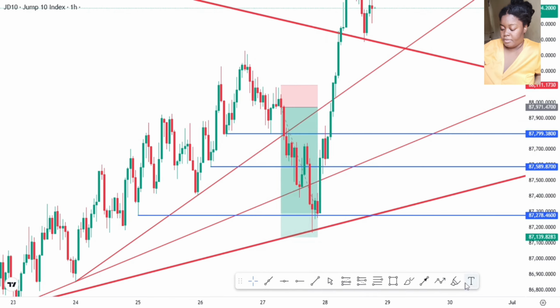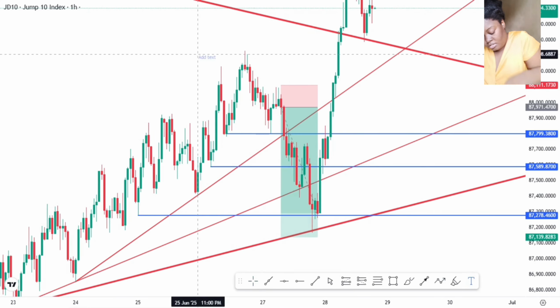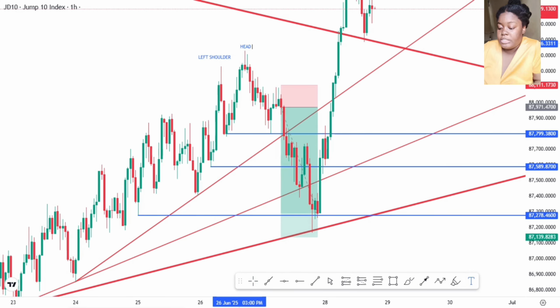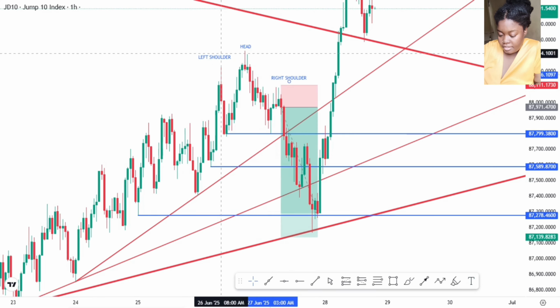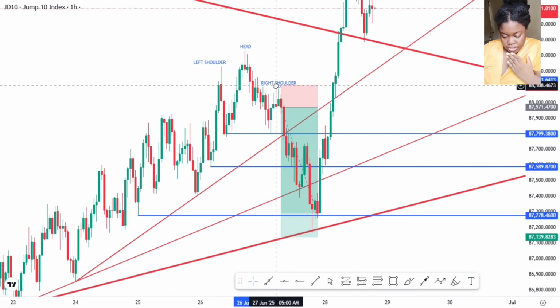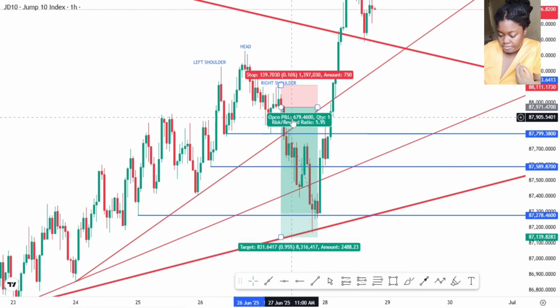So let me just label this. This is the left shoulder. I'm always going to look for a head and shoulders pattern because the market respects it, loves to form it. I don't know why, but it just loves to form it on reversals, because it could have given me a double top. It didn't. So this is the left shoulder, this is the head, and this area is the right shoulder, right at the rejections.